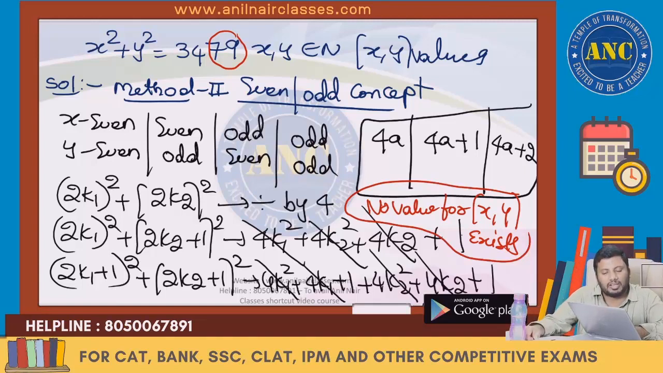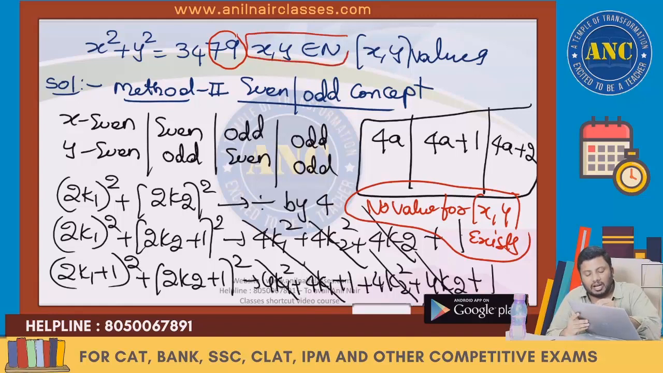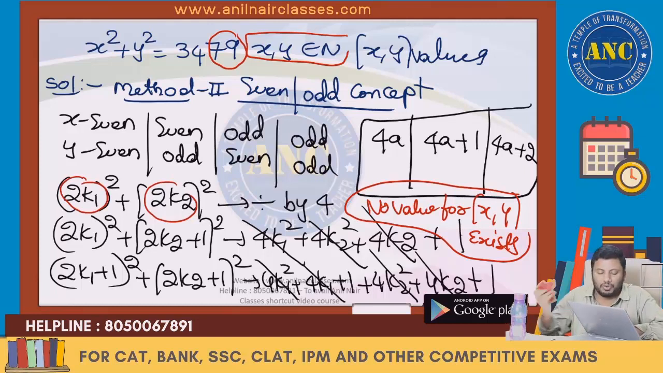x square plus y square equals 3479. Because x and y are natural numbers, x is even, y is even; x is even, y is odd; x is odd, y is even; x is odd, y is odd. Even and even: an even number is 2 into any number, so 2k1 whole square plus 2k2 whole square is divisible by 4. That is the reason for 4 into a. One even, one odd: I got a remainder 1. Then I got a remainder 2. Then I got a remainder 2.